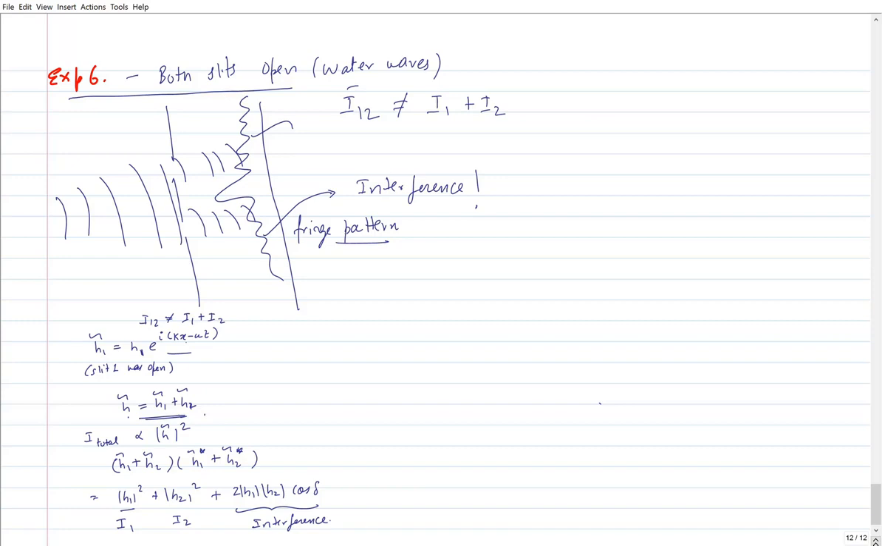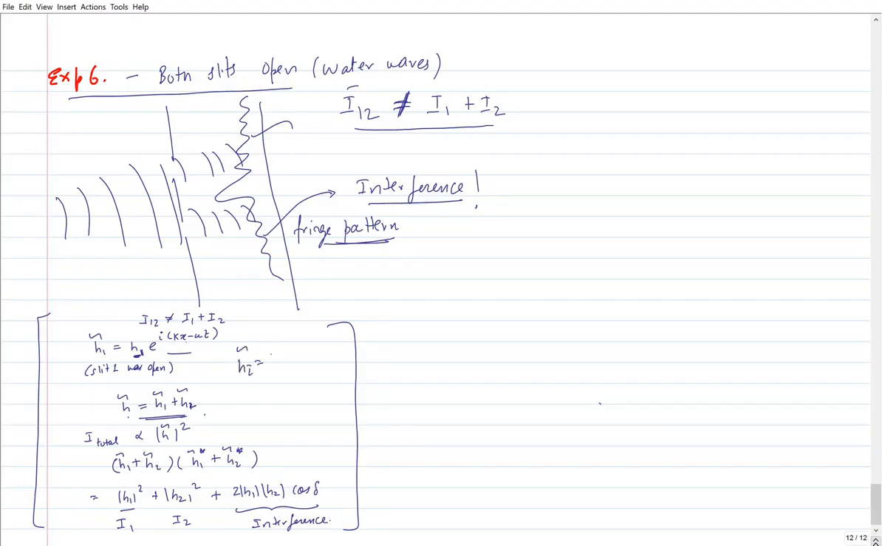Okay, so continuing from the last lecture, we recap what we observed for water waves: the intensity I12 was not equal to I1 plus I2, and we got an interference and a fringe pattern. We were able to exactly quantify that fringe pattern for water waves in terms of the interference of waves. We defined two waves having amplitude h1 and h2 and a phase difference between them.